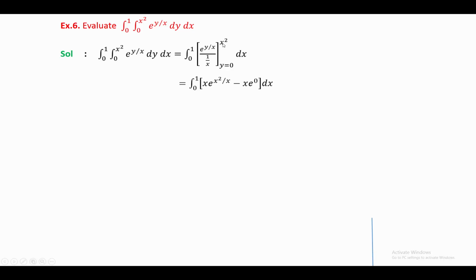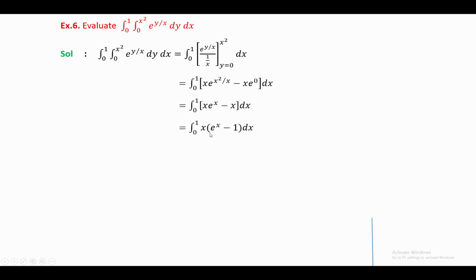Now here put the value of y is x square first, e raised to x square upon x minus of x into e raised to, value of y is 0, so e raised to 0 dx equal to, we get integration limit 0 to 1 x e raised to x minus x e raised to 0 is 1 dx. Now here x common, integration limit 0 to 1, x common into bracket e raised to x minus 1 dx.